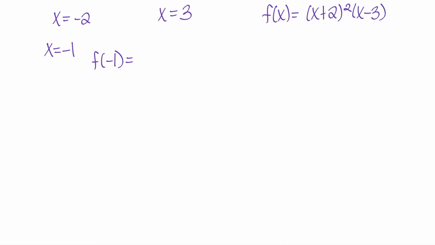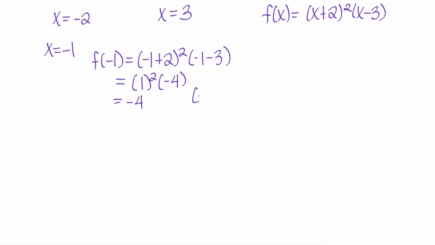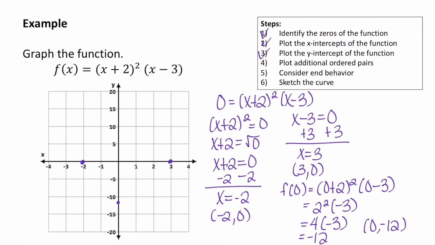So f of negative 1 gives me (negative 1 plus 2) squared times (negative 1 minus 3). So here, that gives me negative 1 plus 2, which is 1, squared, times negative 1 minus 3, which is negative 4. So that gives me 1 times negative 4, which is negative 4. So that means that (negative 1, negative 4) is an additional point that I have on my graph. So I'm going to go ahead and plot that, which is about here.